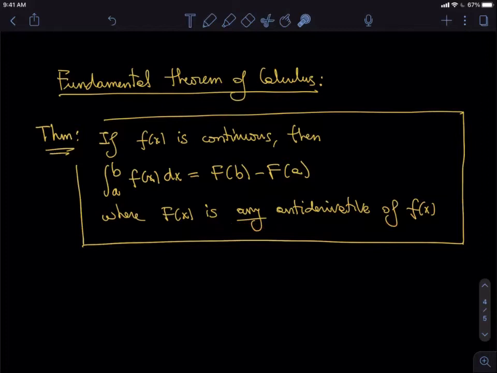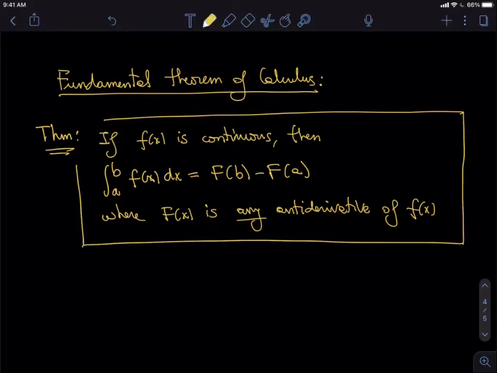So what are we saying here? We are saying that to compute the signed area, that is the definite integral between a and b of f of x, it is enough to compute an antiderivative, evaluate it at the extrema of the interval where we are integrating, and take the difference.